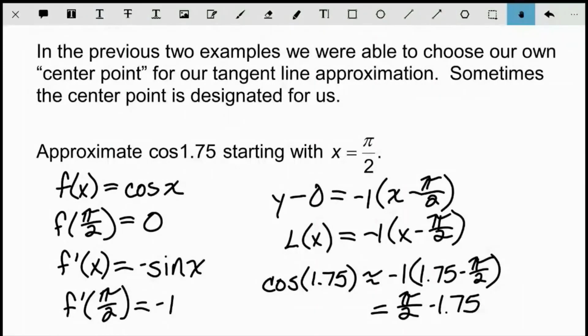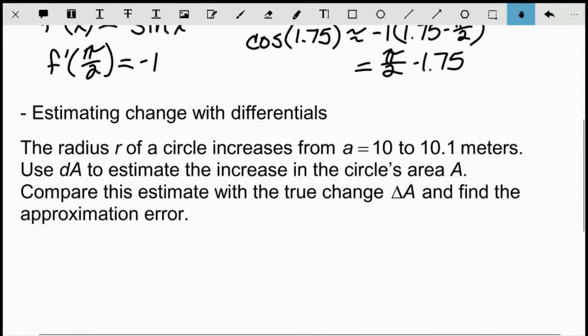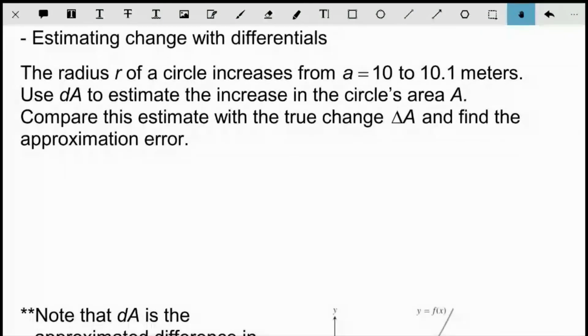All right, so the last thing I want to show you here in terms of linearization is this idea of the difference between the differential value and the delta value. What we're looking at is just a really basic application question. The radius r of a circle increases from 10 to 10.1 meters. Use dA to estimate the increase in the circle's area A. Compare this estimate with the true change delta A and find the approximation error.